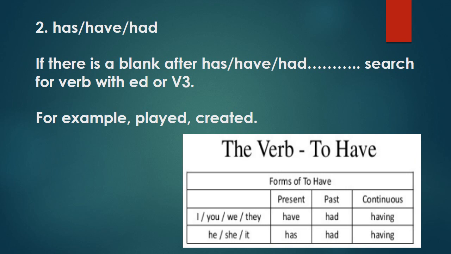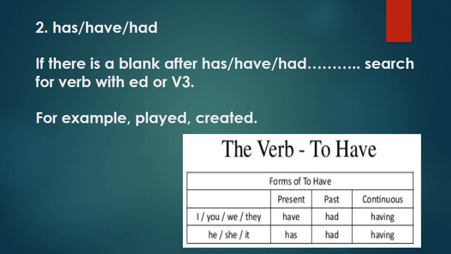The second rule is for has, have and had. If there is a blank after has, have and had, as you can see on the screen, you will use the verb with the ed form. That means the verb will end with ed, for example, like played and created.